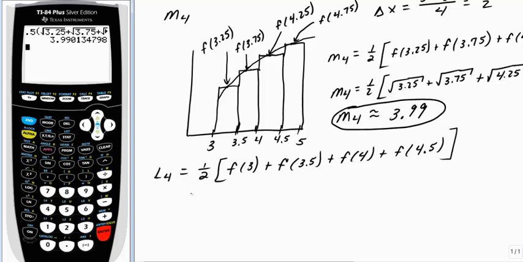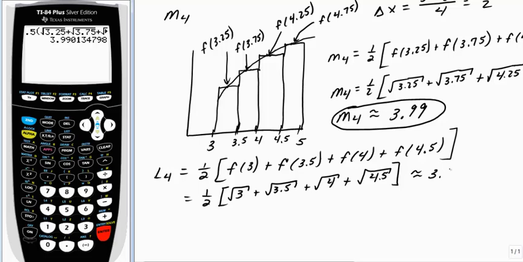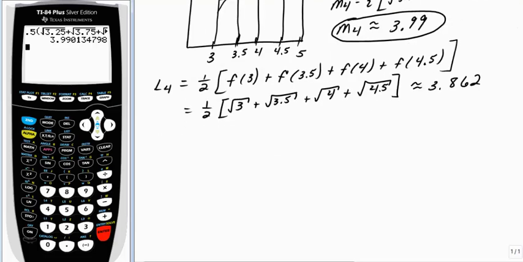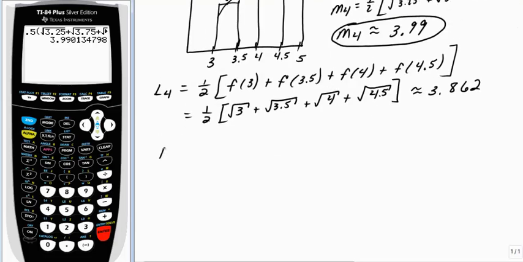And now we know the L4 approximation is going to be equal to 1/2. When we plug all of these numbers into the function, it's just the square root of 3 plus the square root of 3.5 plus the square root of 4. Of course, we know that one's 2, plus the square root of 4.5. Now, I won't take the time to go to the calculator because it's just button punching, but when I did this earlier, the answer that I got was approximately equal to 3.862. So, not bad.